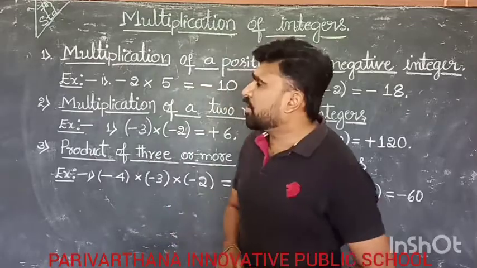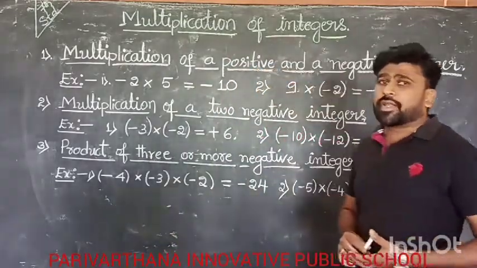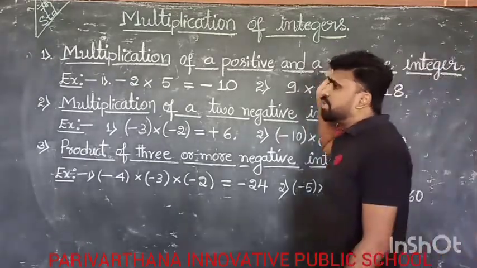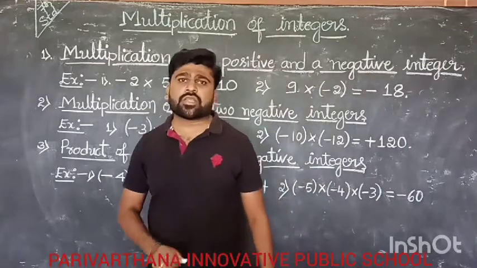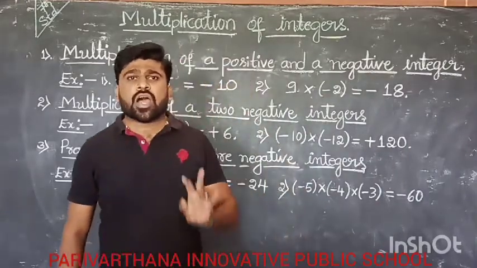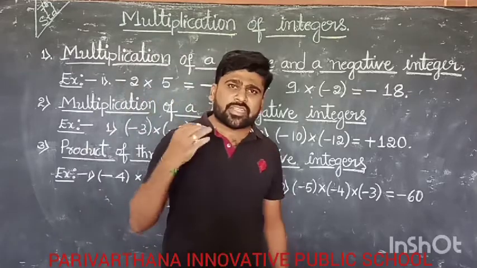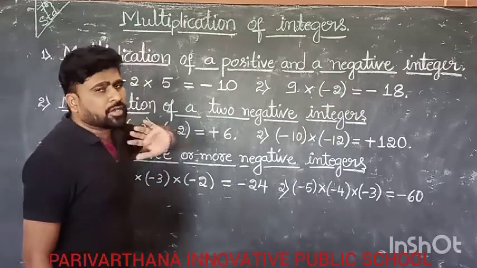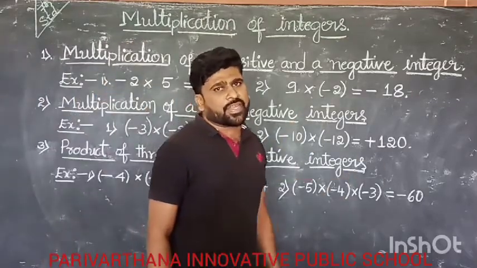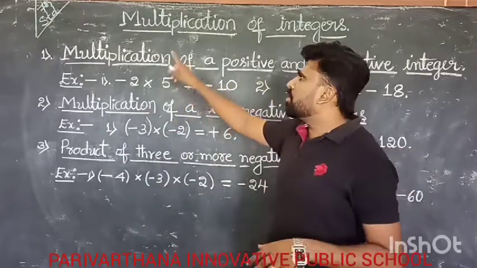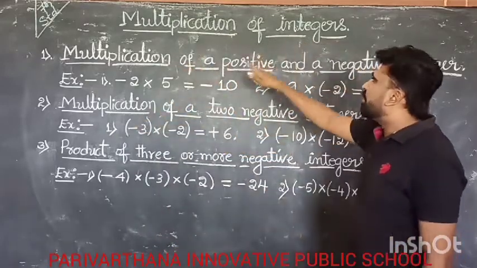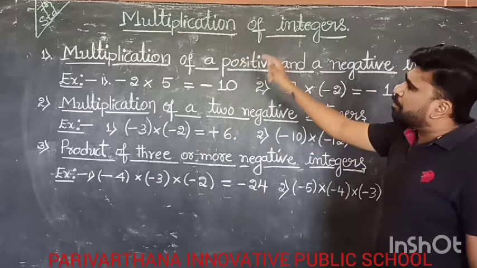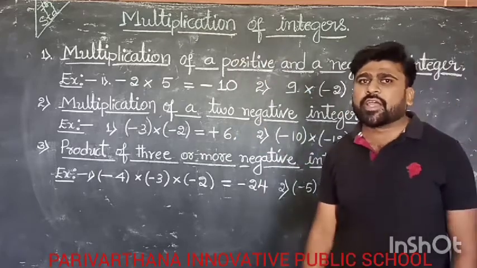Next, after exercise 1.2, regarding integers, the next concept is multiplication of integers. Up to this point, we have discussed addition of integers and subtraction of integers. The third concept regarding integers is multiplication of integers, and after multiplication comes division of integers. Clear? There are three important points regarding the multiplication of integers.